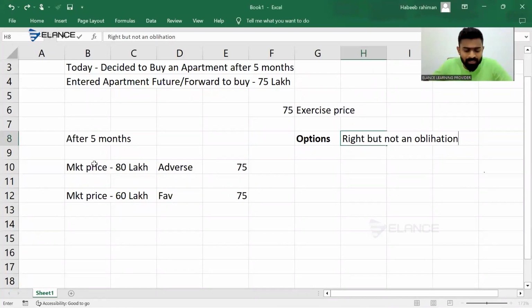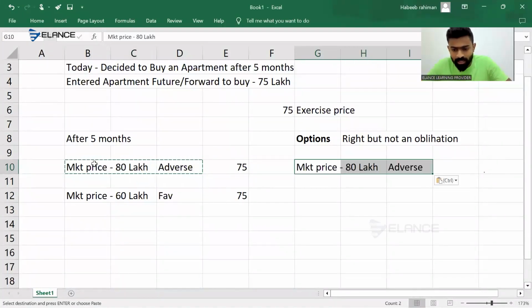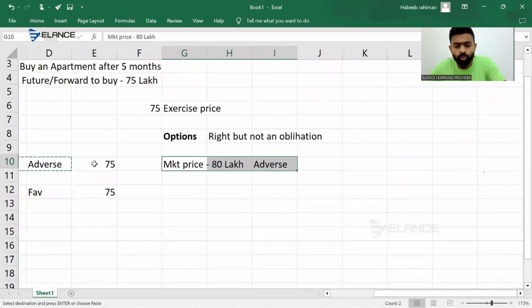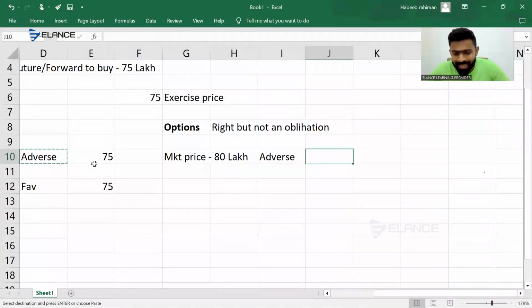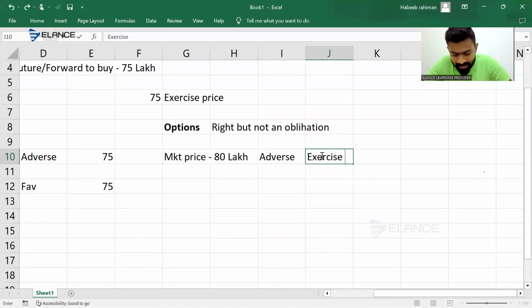If the market price increases to 80, it's an adverse movement. What will you do? You will buy at the higher price, or you will buy at the exercise price. You will go for the market price, or you will go for the 75. Which is better for you? It is 75, right? So you will fulfill the contract. That means it is said to be exercising the option. So you will end up paying how much only? 75.